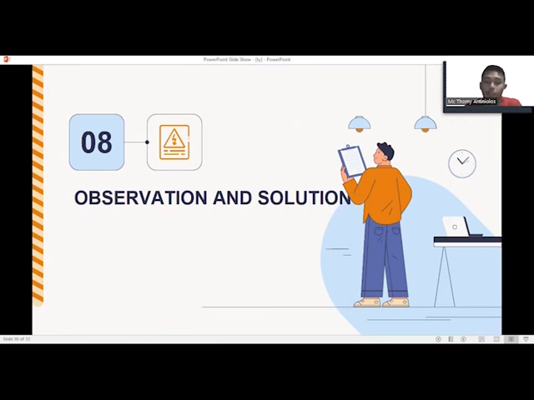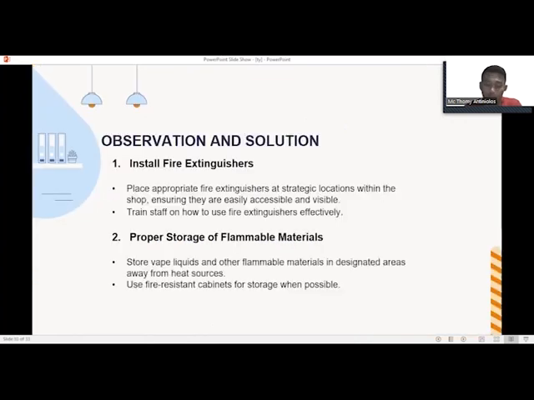Number 8. Observation and solution. Based on our observations, Jocas Vape Shop's primary issue is that it has no fire safety. As a result, we have developed several solutions to solve this fire safety problem.